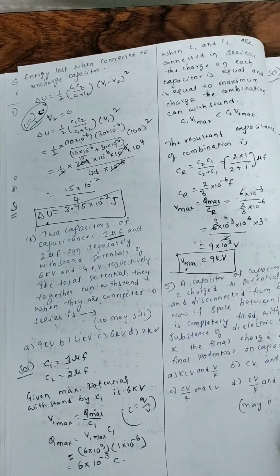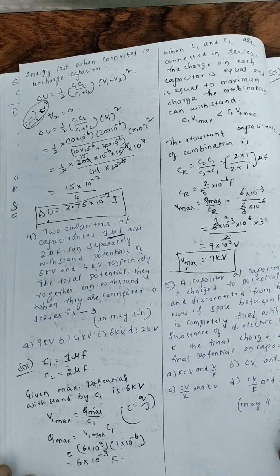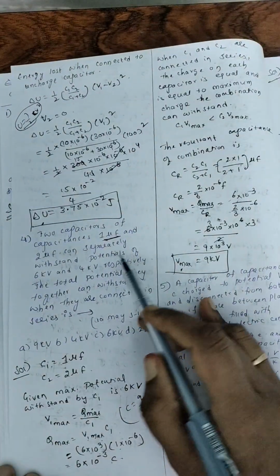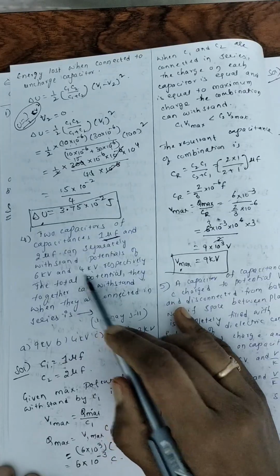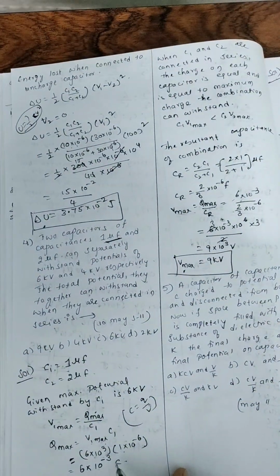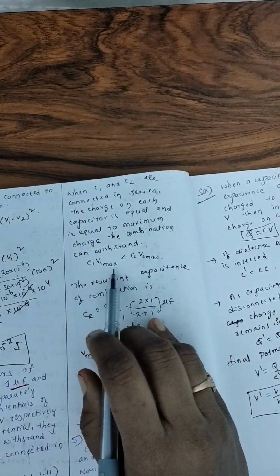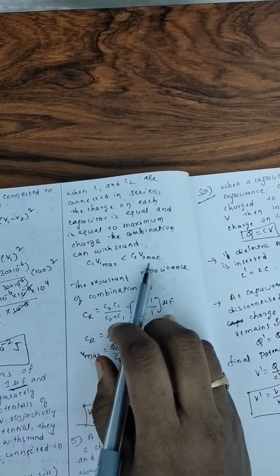Now next, similarly, if we do C2 V2, how much is this? 4. And how much is this? 2. 4 twos are 8. We will get 8 into 10 to the power of minus 3 coulombs. So C1 V1 maximum is less than C2 V2 maximum.